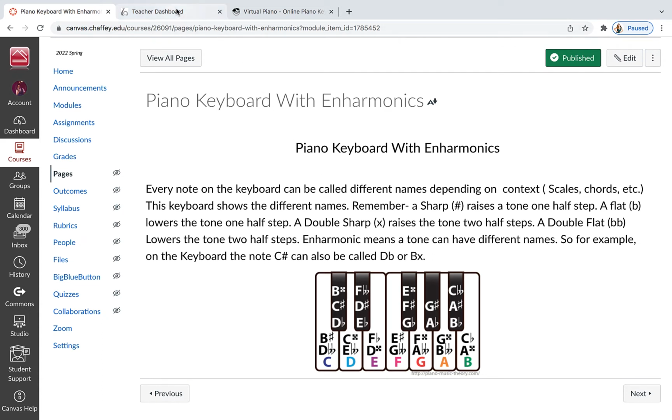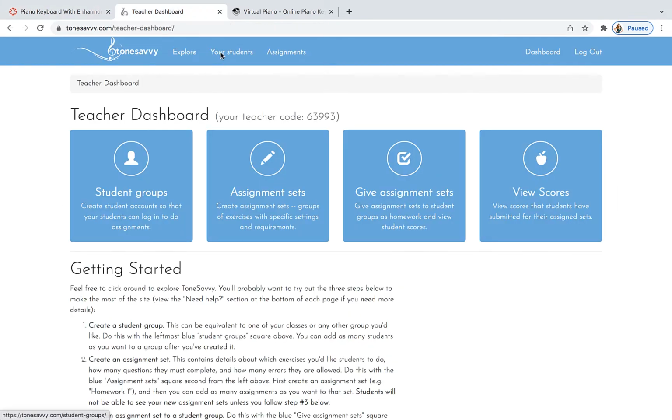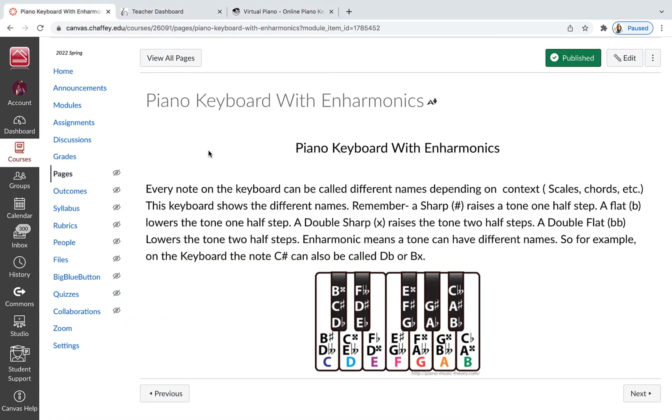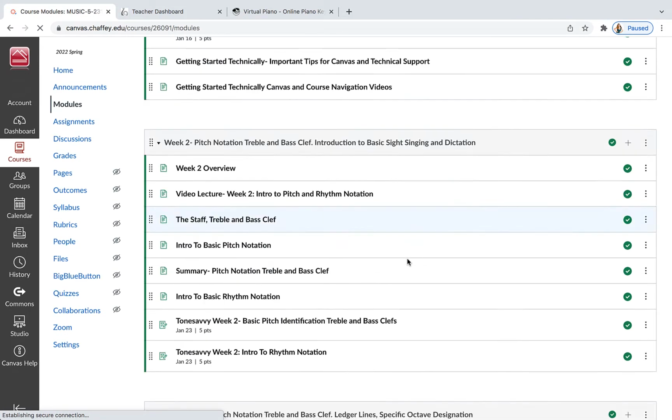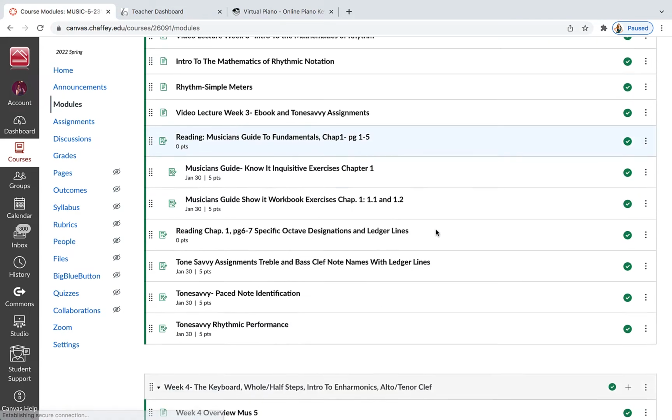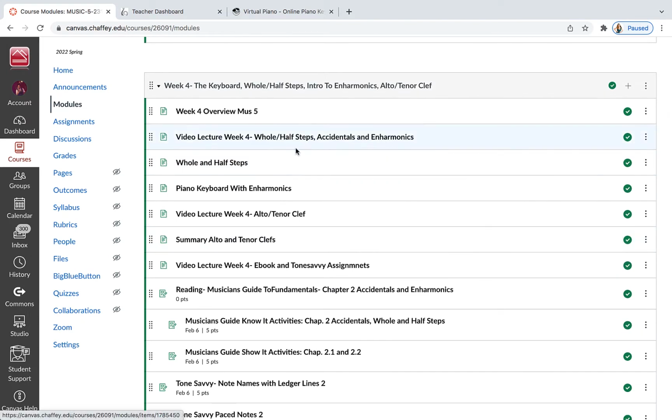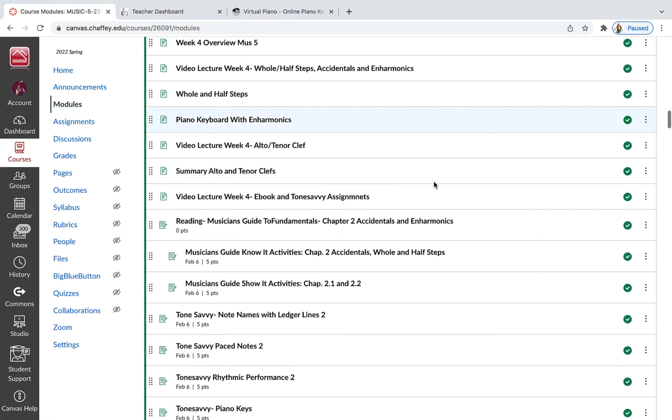Okay, so that is pretty much what the last week's work was. Again, I just did a quick review. Whole and half steps, accidentals, and enharmonics.